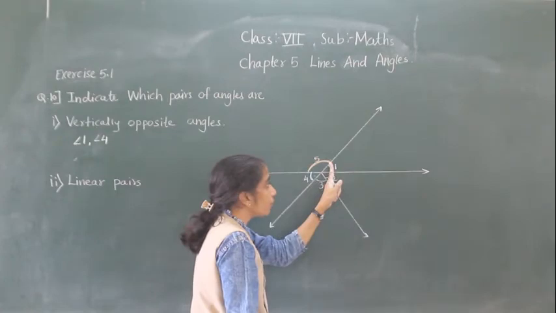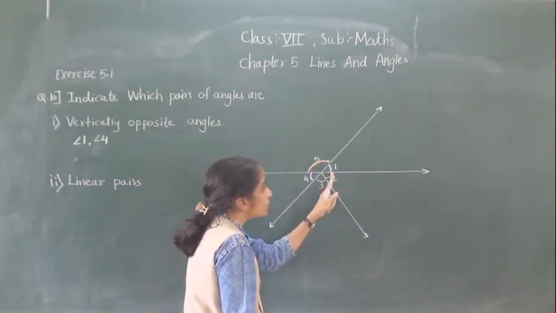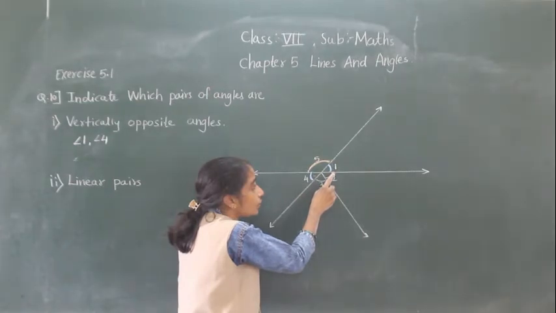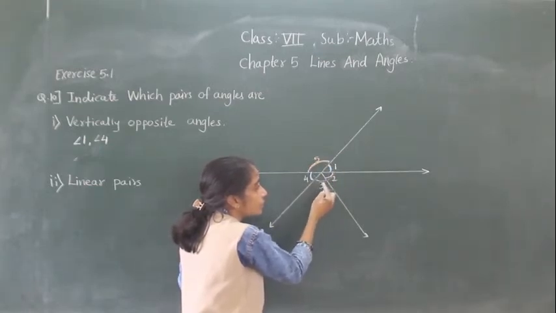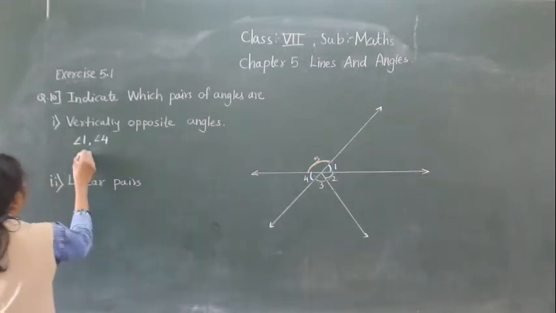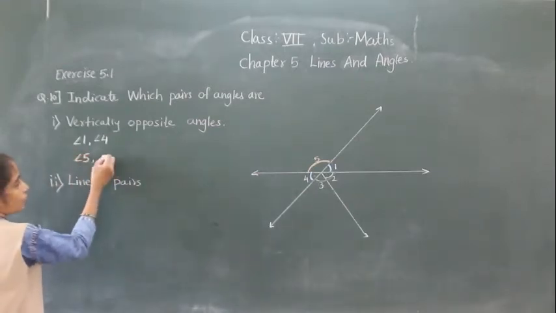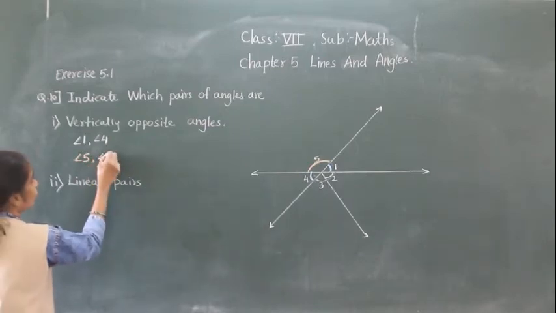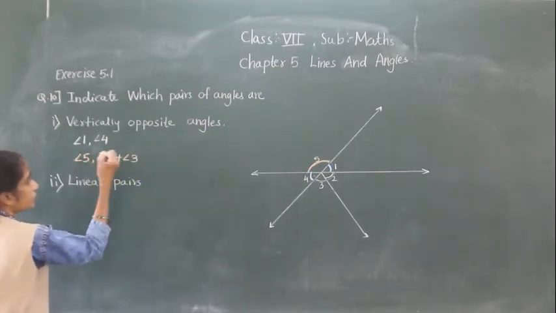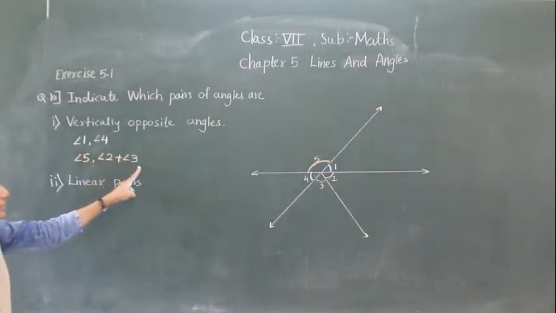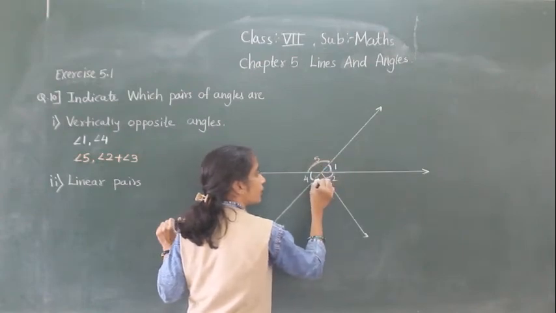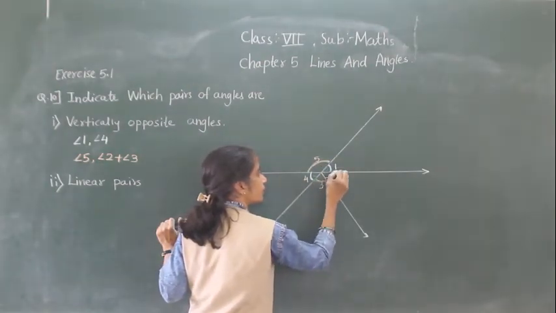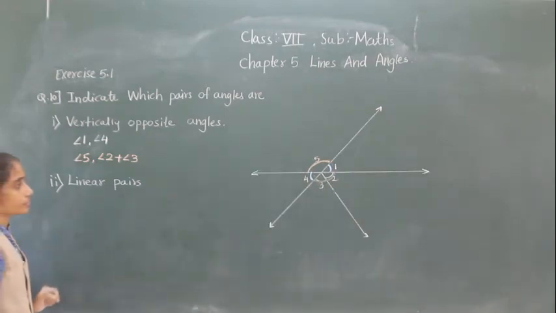Now angle 5. See, this is angle 5. Angle 5 is the vertically opposite angle for which angle? This angle, angle 2 plus angle 3. So angle 5 is vertically opposite to angle 2 plus angle 3.